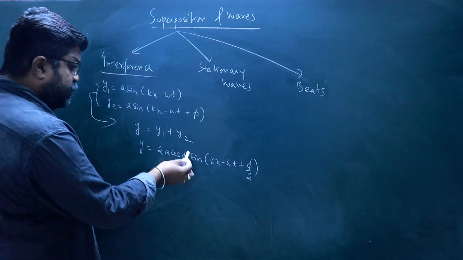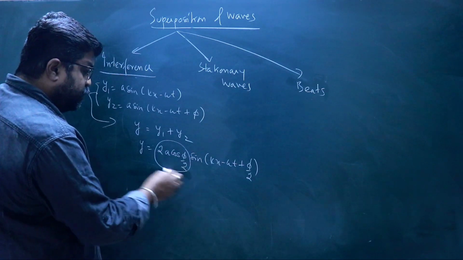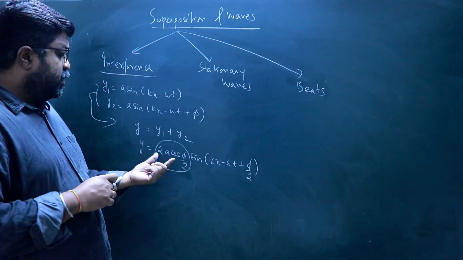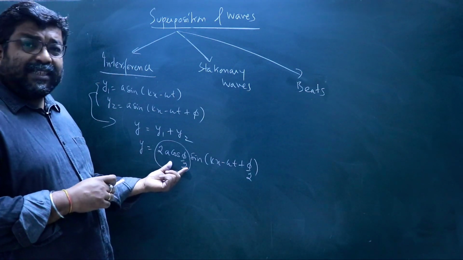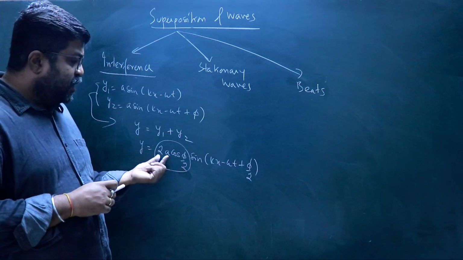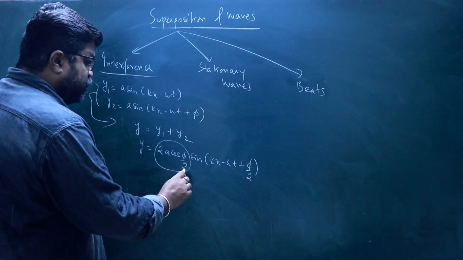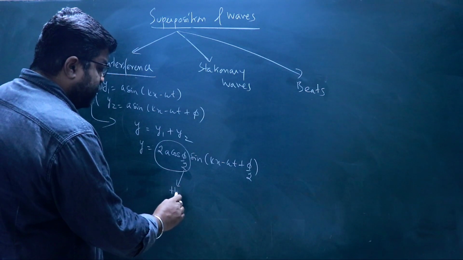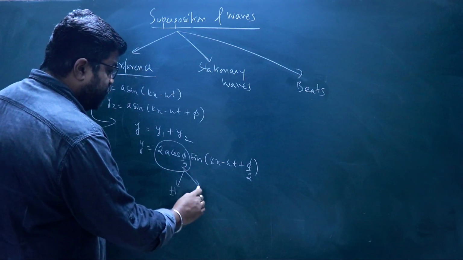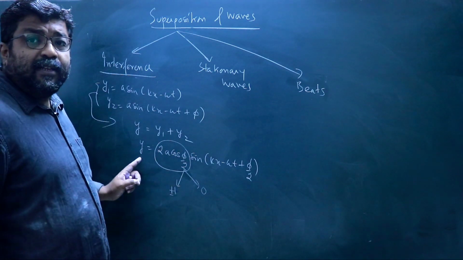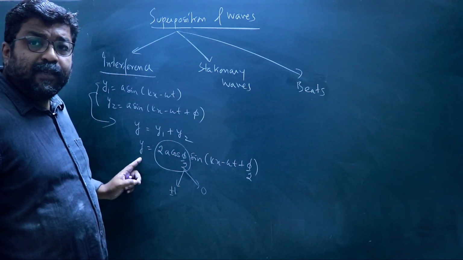So this term represents the amplitude of the resultant wave. That means amplitude will be maximum and equal to 2a when this term is equal to plus minus 1. This can have a maximum value of plus minus 1 and minimum value of 0. So when this is 0, this amplitude term is 0 and then displacement is 0, isn't it?